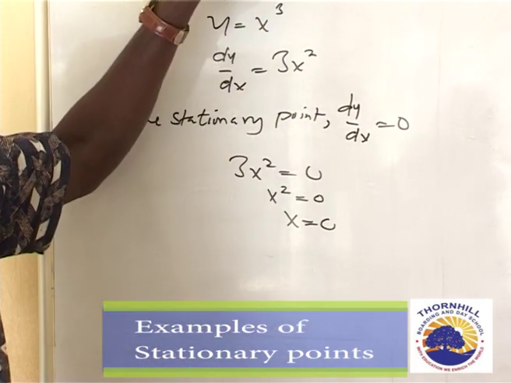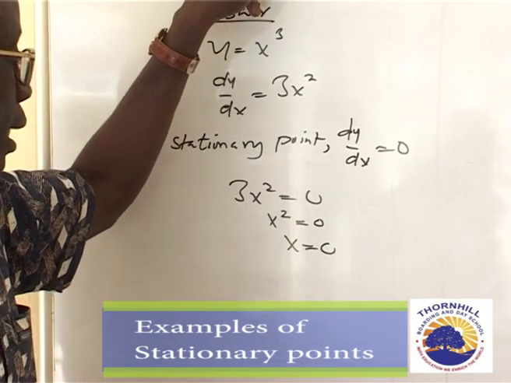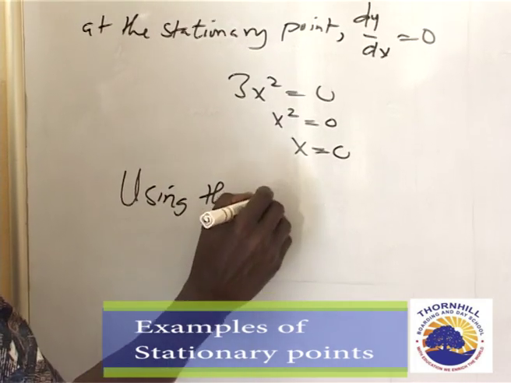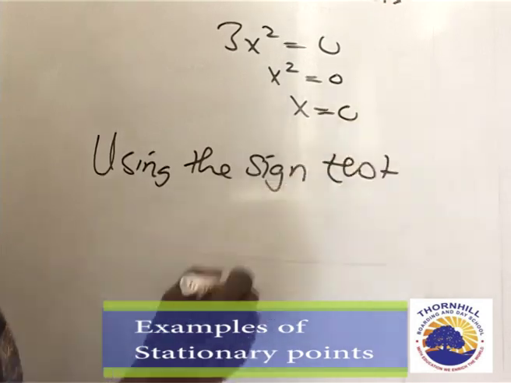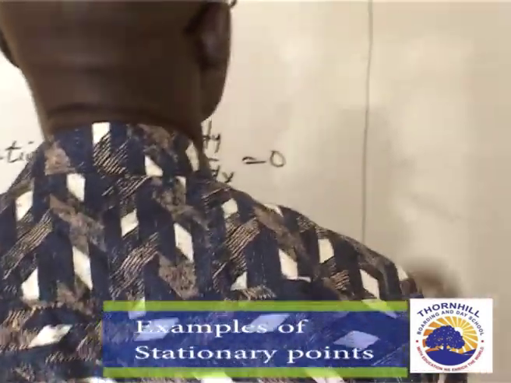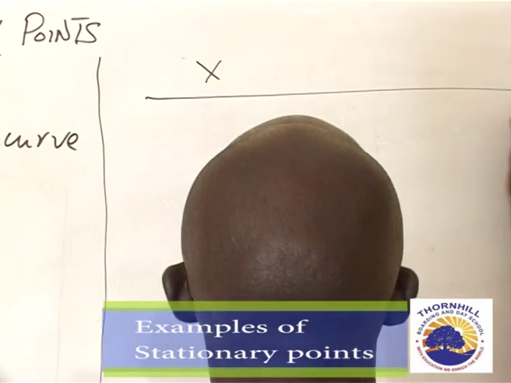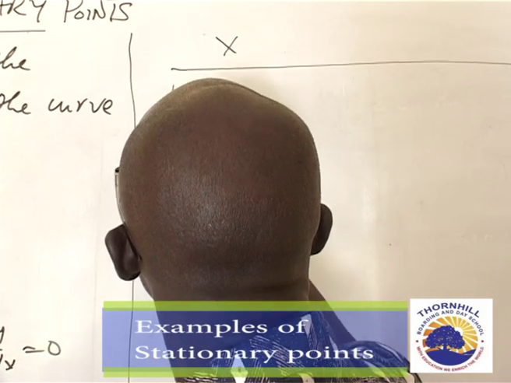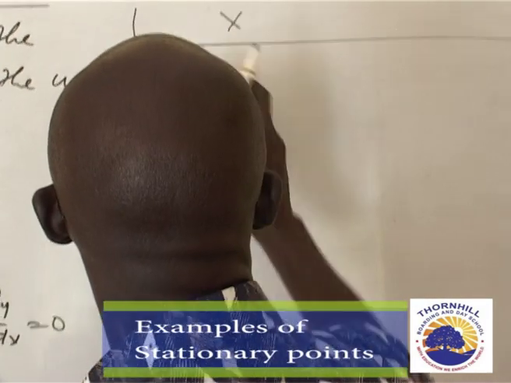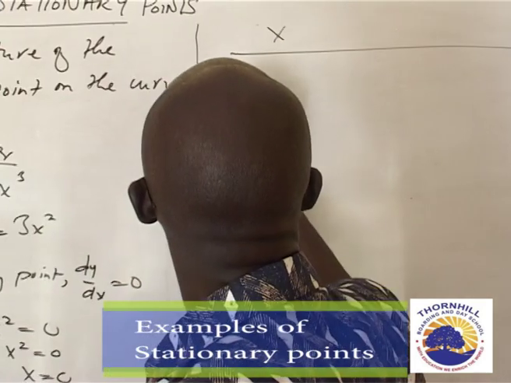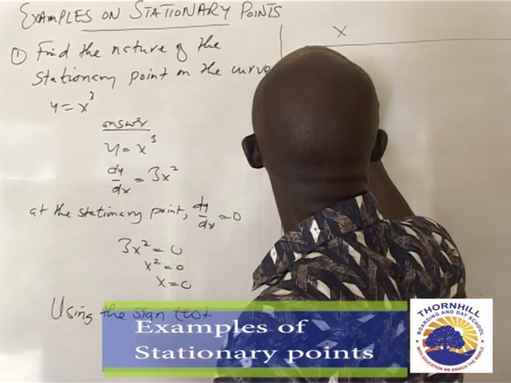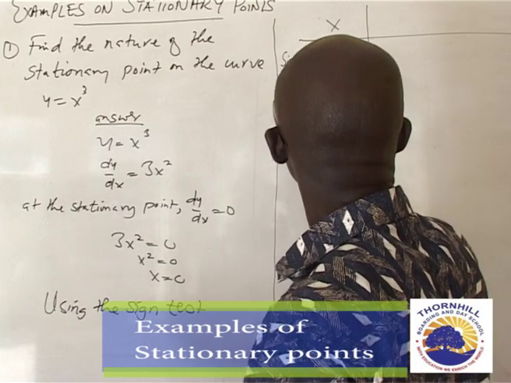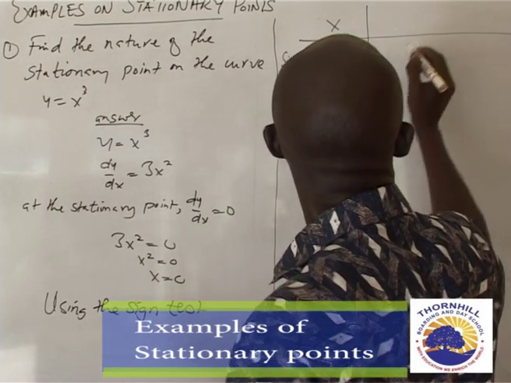So we want to find the nature. So we want to use the sine test. This is what we do. You pick your x, then you pick your dy/dx. Let me say sine of dy/dx. dy/dx is this one here, 3x squared here. Then we make a rough sketch to see.